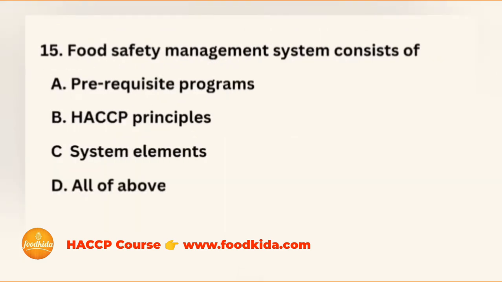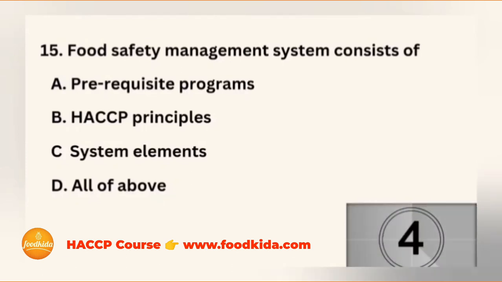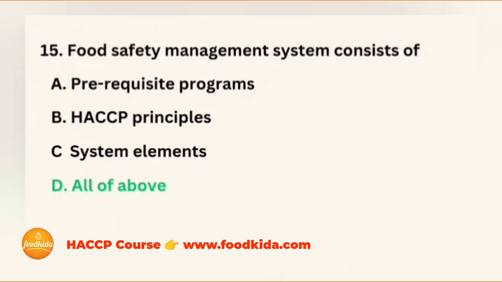A food safety management system consists of: Option A, prerequisite programs. Option B, HACCP principles. Option C, system elements. Or option D, all of the above. And the correct option is option D, all of the above.